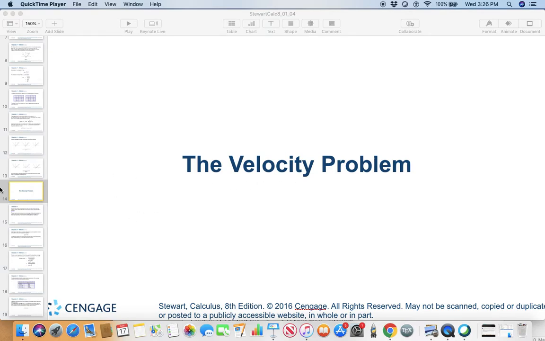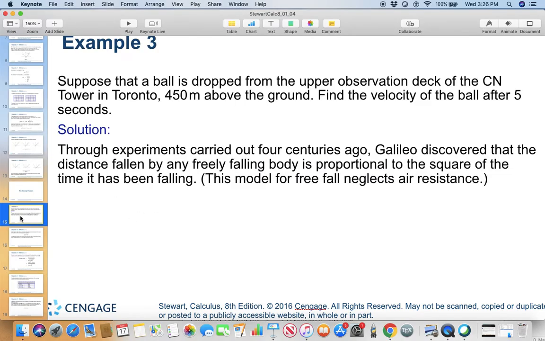The velocity problem. What is the velocity problem? Suppose that a ball is dropped from the upper observation deck of the CN Tower in Toronto, 450 meters above the ground. Find the velocity of the ball after 5 seconds. Okay. Now let's understand this.